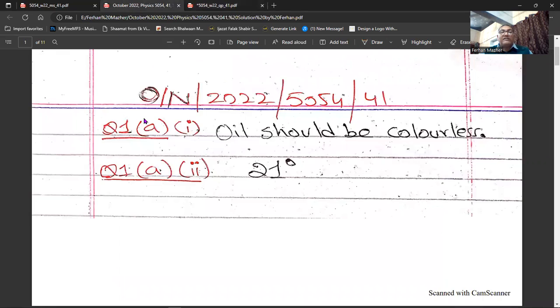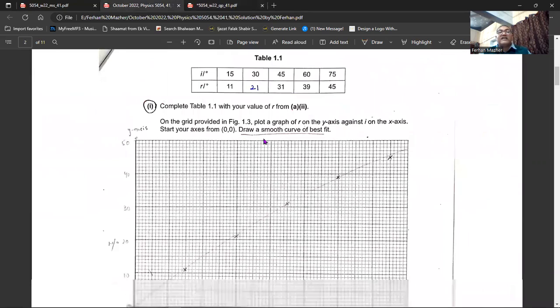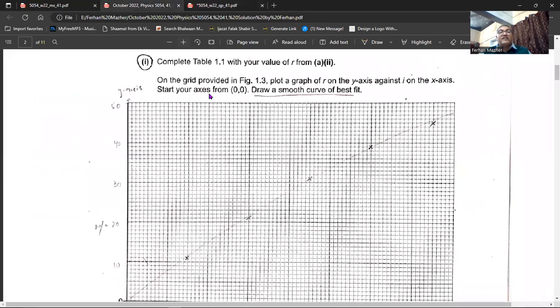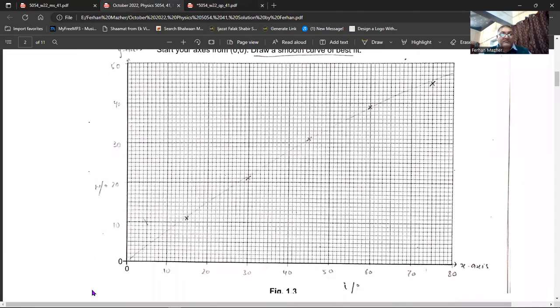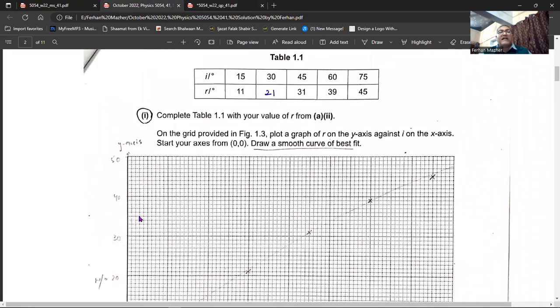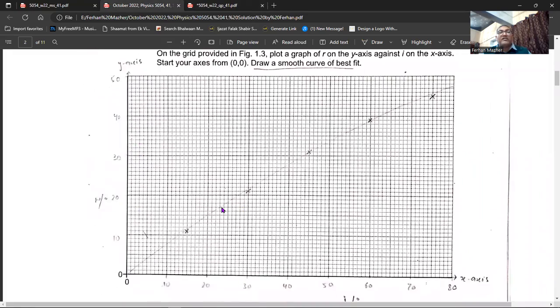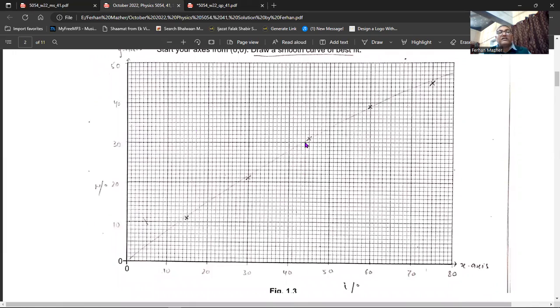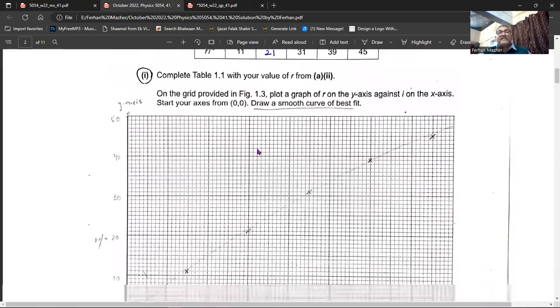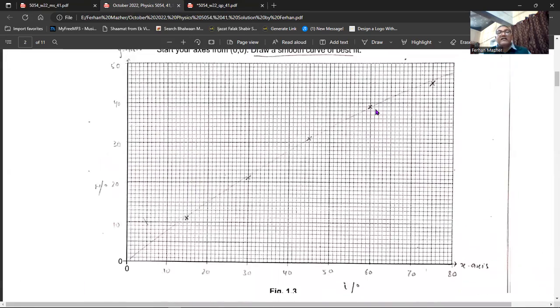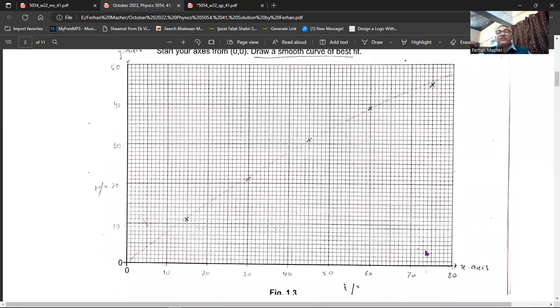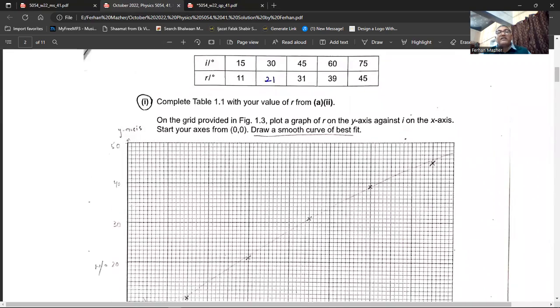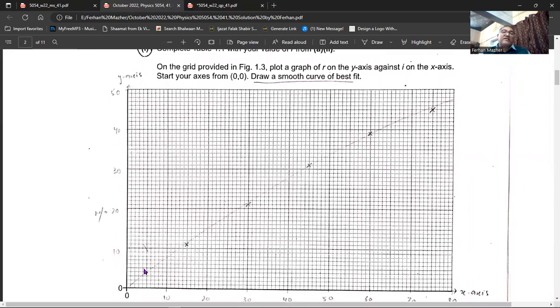Okay. So let me show you. I have done this. You can see this, and here you can see we have drawn this. So at 15, put a dot at 11. Then at 30, put a dot at 21. At 45, put a dot at how much? 31. At 60, put a dot at 39. That dot is here. And at 75, put a dot at 45. And then draw a smooth curve. And you can see this curve is like this.